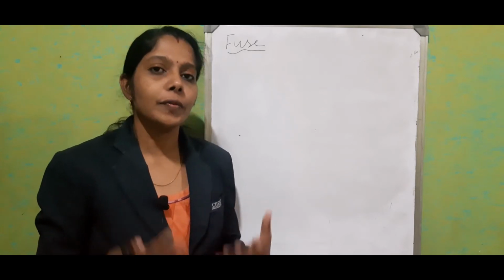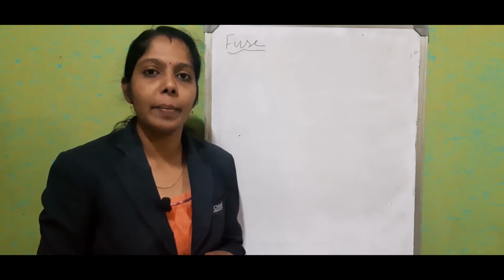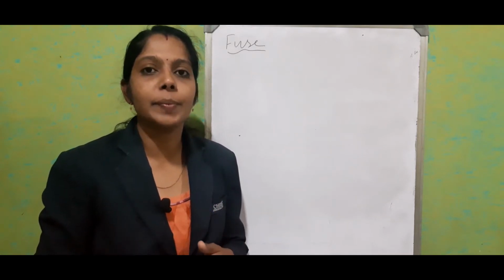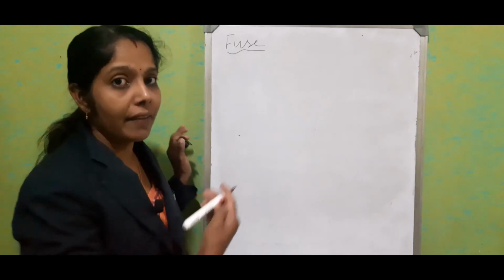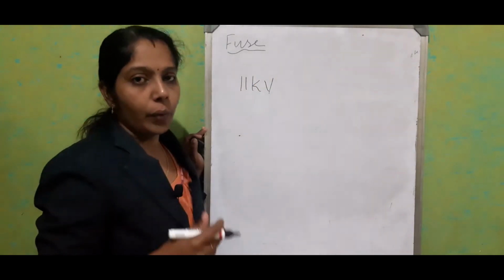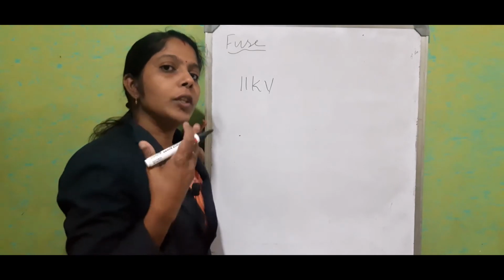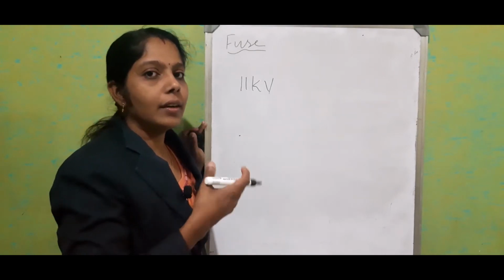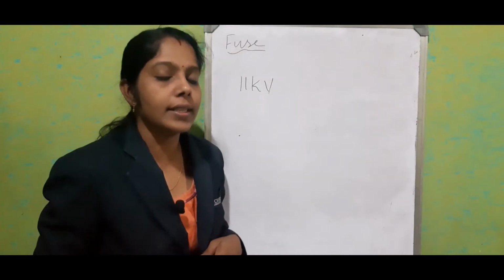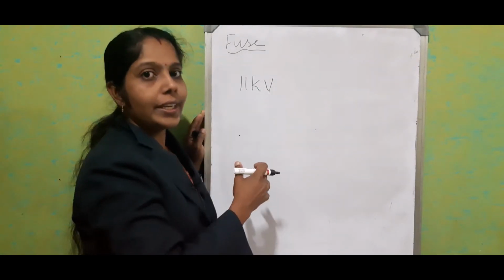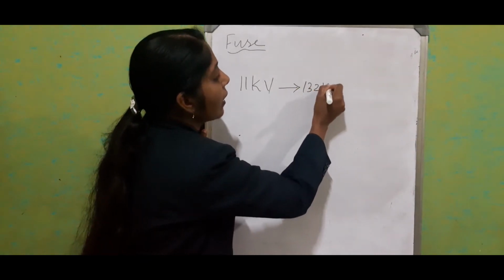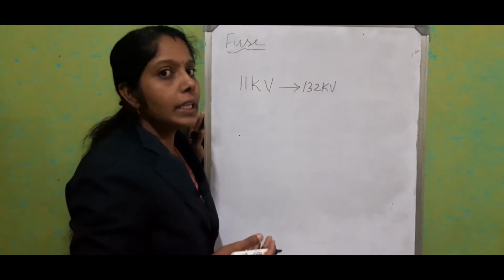From the power generating station, what happens? At the generating station, the electricity is produced at 11 kV. For long-distance distribution, if we distribute at 11 kV, it won't reach the destination. So from the power generating station, we step it up to 132 kilovolt before the distribution.